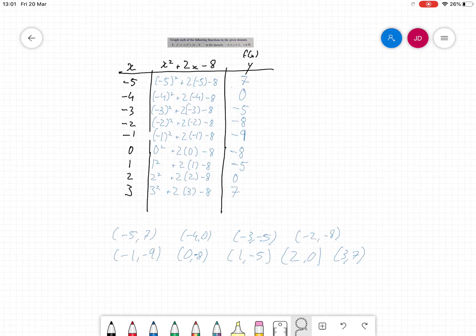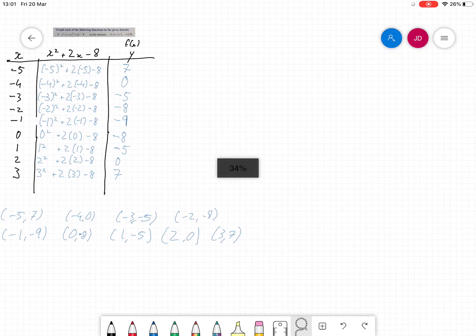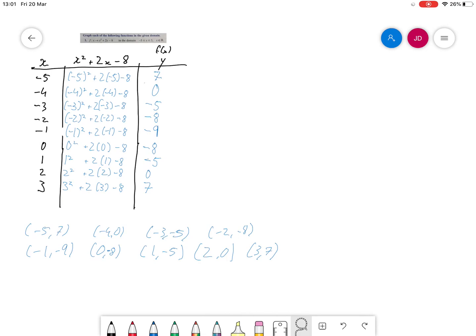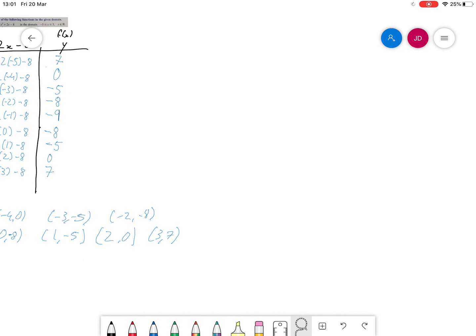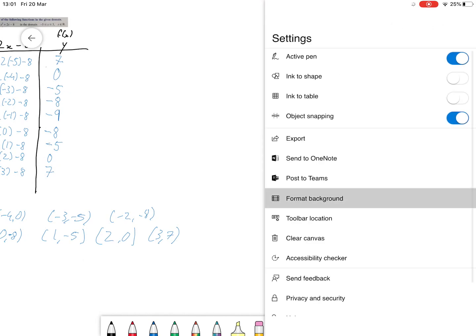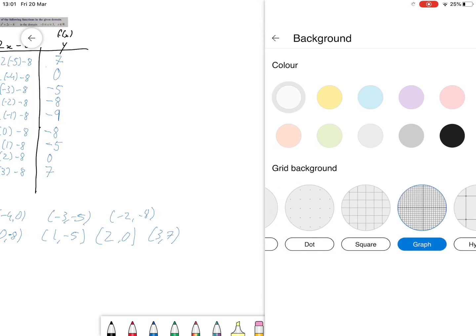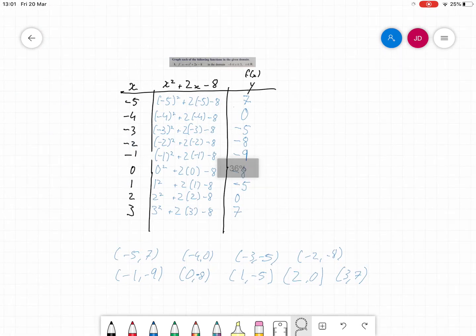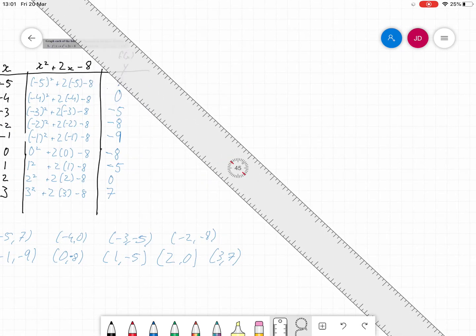Now I need to draw my graph. Let's see, do I have space for this now? Excellent. So what we need to do is look at our y-axis. What's going to be our highest number in our y values? Well, it is of course 7, and our lowest number is minus 9. So we're going to have to draw something that lasts that long. So let's just change the background here to being graph paper. Excellent. So now let's get out our ruler.